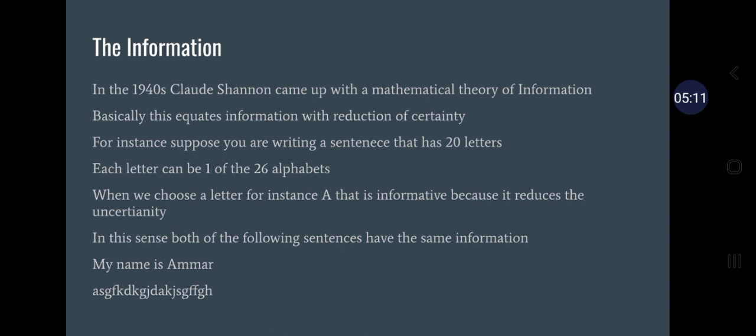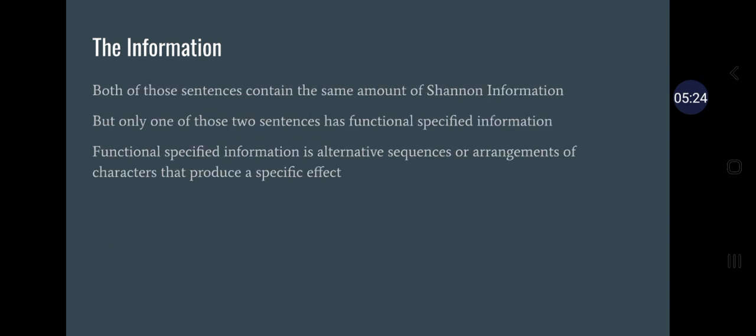I'll give a definition for this, but from the first sentence, "My name is Amar," I think it should be evident what functional specified means. It has a meaning, it is giving specific information, it's conveying something specific, right? So just to give a basic definition, functional specified information involves alternative sequences or arrangements of characters that produce a specific effect, right?